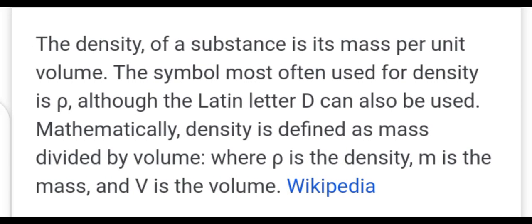The density of a substance is its mass per unit volume. This is density. The symbol most often used for the density is rho, although the Latin letter D can also be used. Mathematically, density is defined as mass per unit volume, mass divided by volume, where rho is the density, m is the mass and V is the volume.